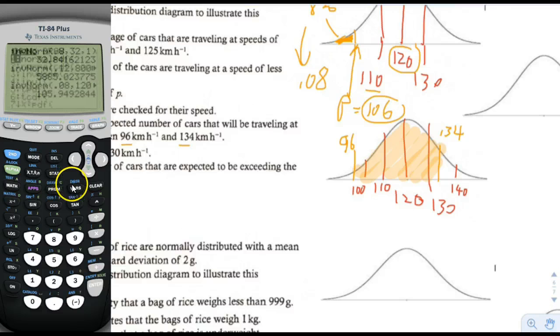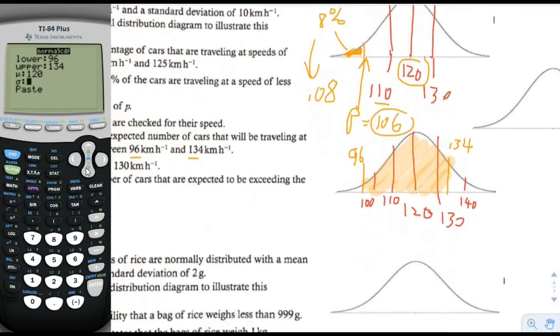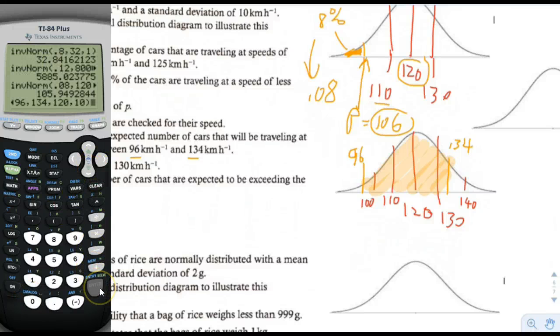So we would use second dist, and we would go to normal CDF. That's what we usually use, right? And then we're going to put in that the lower boundary is the left boundary, which is 96. The upper boundary is the right boundary, which is 134. Okay, we don't need to put infinity, which is kind of a pain to type. The mu is 120, right? Because it's the mean, which is in the middle. The sigma is 10, right? Because the lines are separated by tens. Okay. And it gives us 91.1%. We estimated about 80, so that's pretty close.